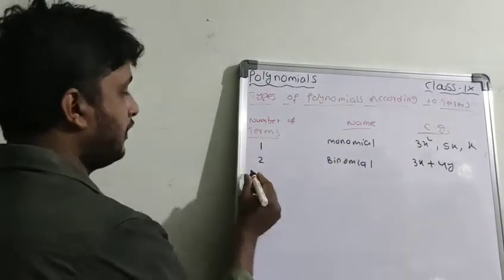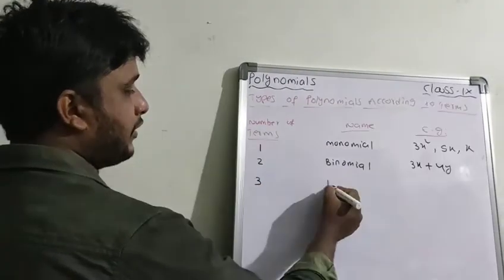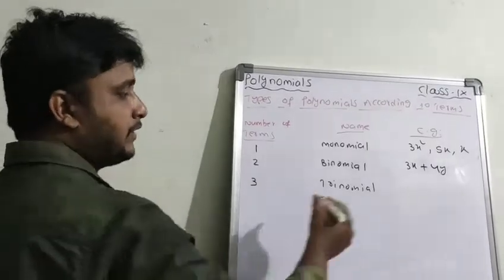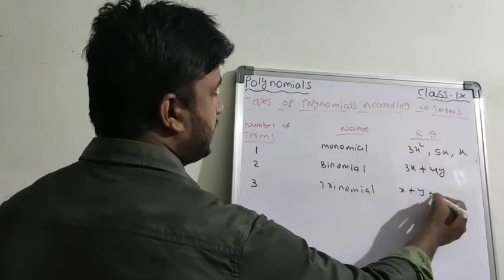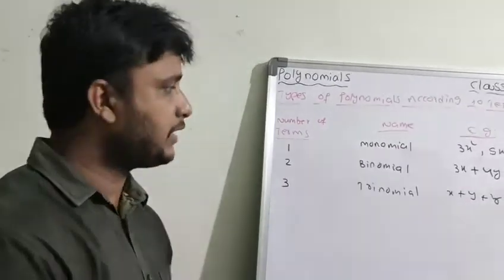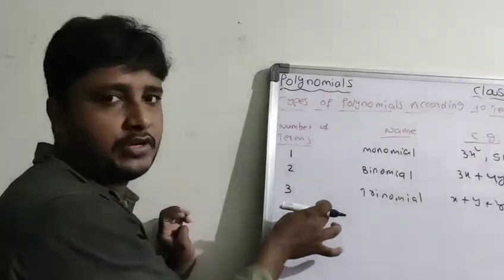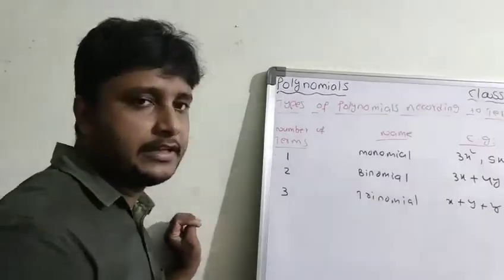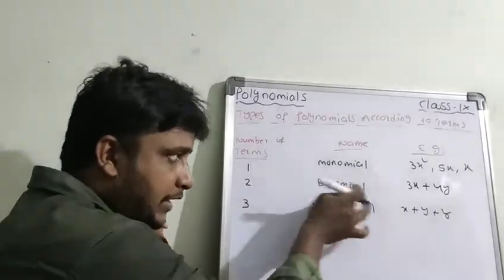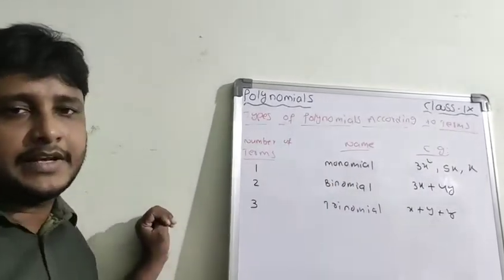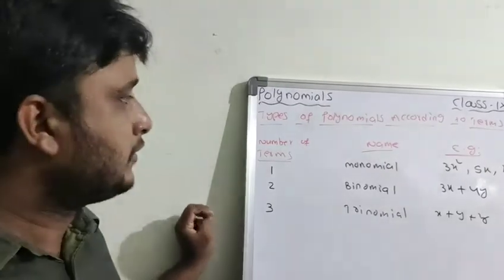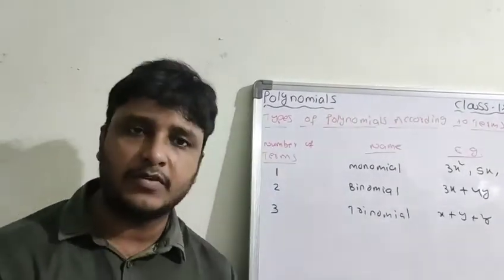Only two terms we have, and if the number of terms is 3, then it is called a trinomial. So x plus y plus z, 3 terms. So for one term, two terms, 3 terms we have different names, and these 3 are also polynomials. And more than 3 terms is also called a polynomial. If there are 4 terms, 5 terms, 6 terms, we have to read it only as polynomial. So these are the different types of polynomials according to the number of terms.